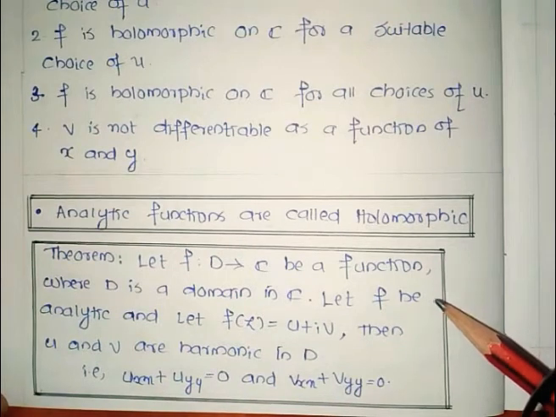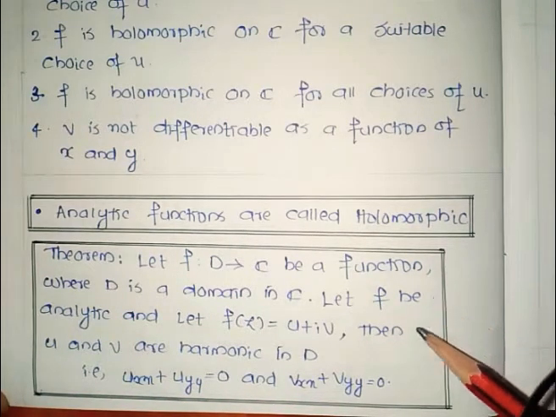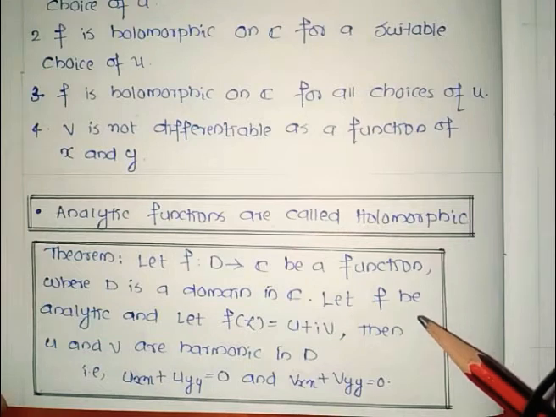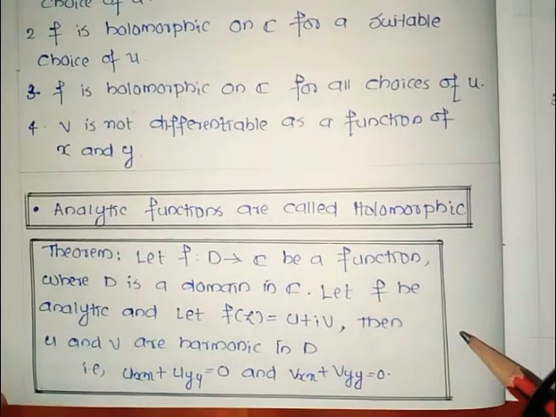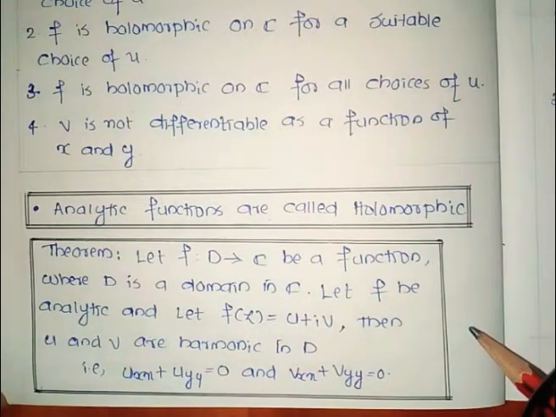Let f from D to C be a function where D is a domain in C. Domain means open connected set. Then let f be analytic and let f of z is equal to u plus iv. Then u and v are harmonic in D. That is, u xx plus u yy is equal to 0 and v xx plus v yy is equal to 0. That is, u and v are harmonic in D.